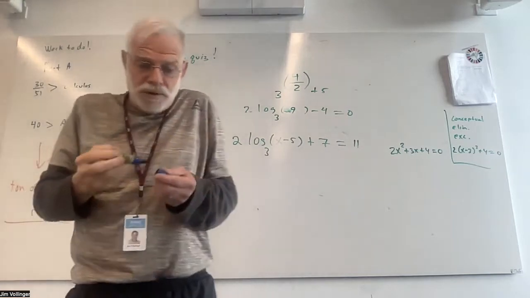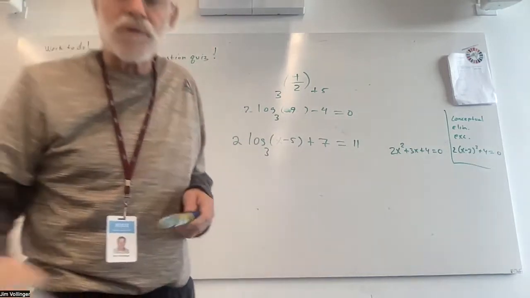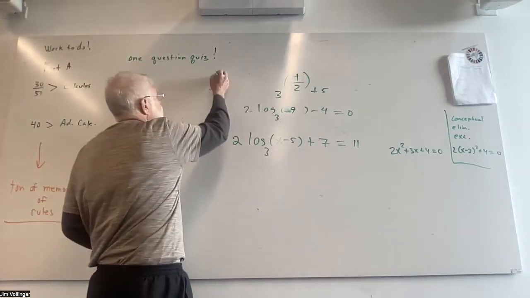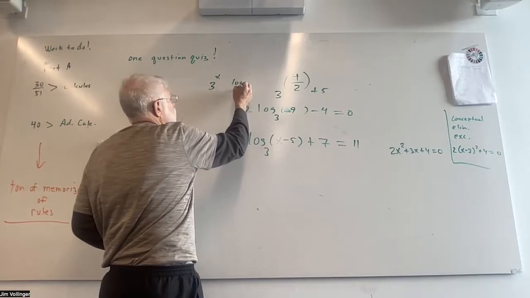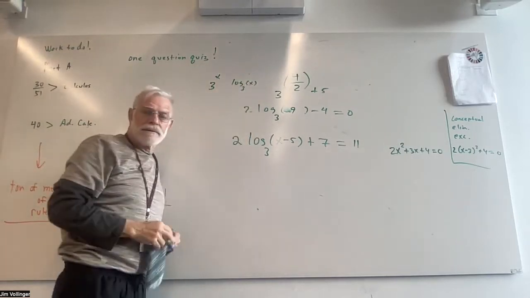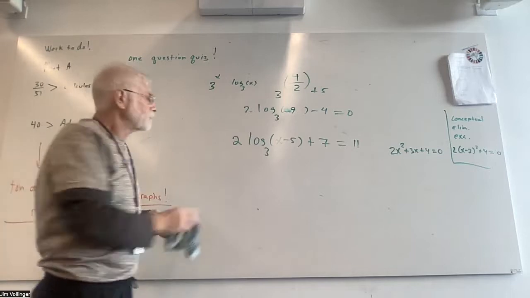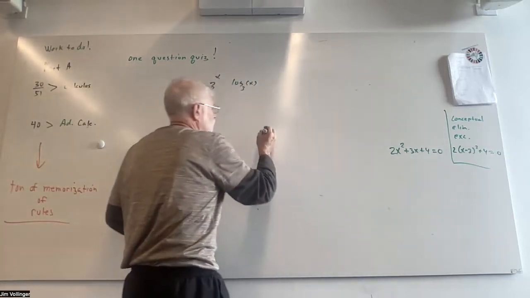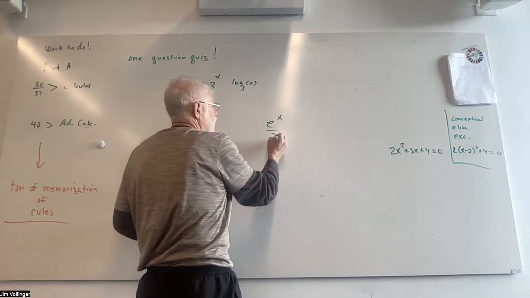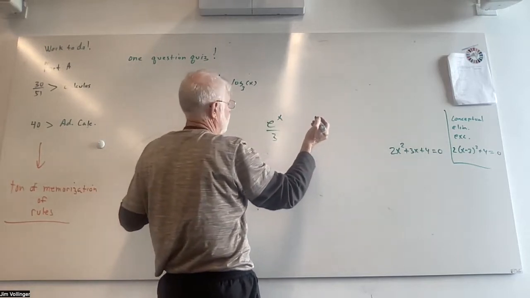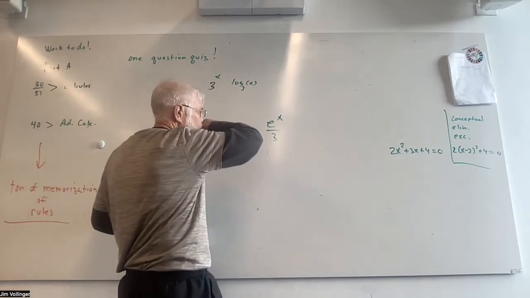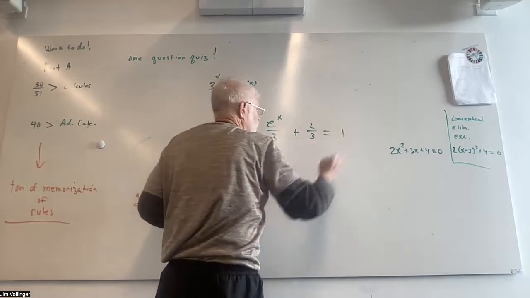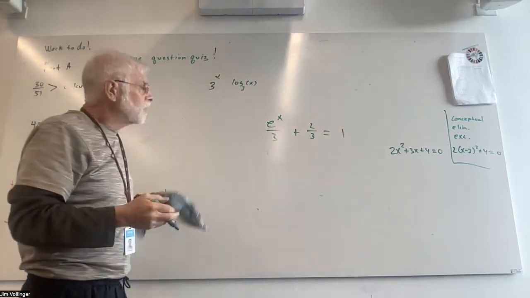Okay. So the ability to do that is pretty straightforward. We're going to generalize it soon. And yes, you need to know that the inverse of 3 to the x is log base 3 of x. Simple enough. We could have looked at something like e to the x divided by 3, plus 2/3 equals 1. So what could we do with this?